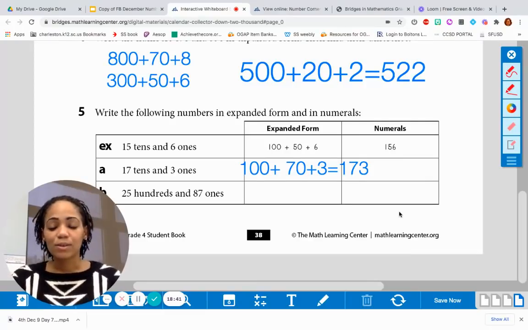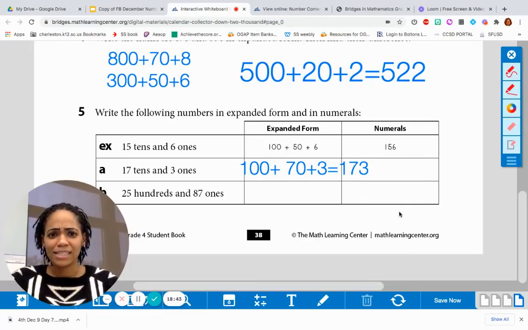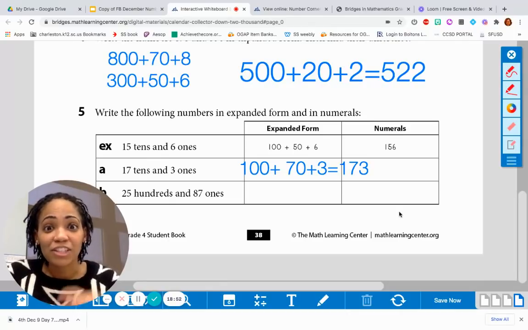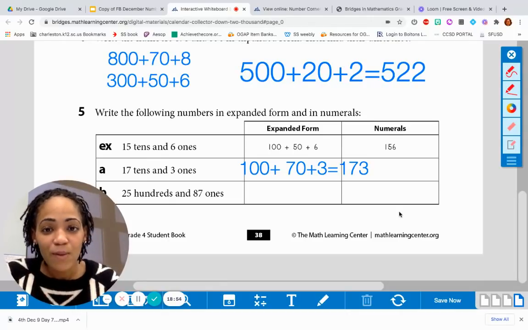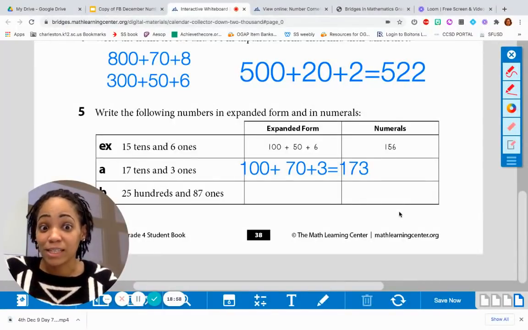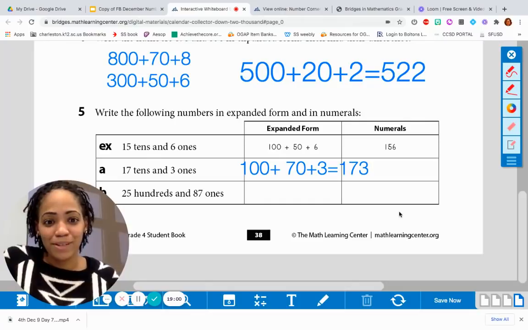And the last one, 2,587 ones. I'm going to challenge you guys to work on that. I want you to work on it, snapshot it, send the answer to your teacher somehow so that she knows you watched this video, you participated, and that you understand how to write numbers in expanded form and as a number. You guys did a great job today.